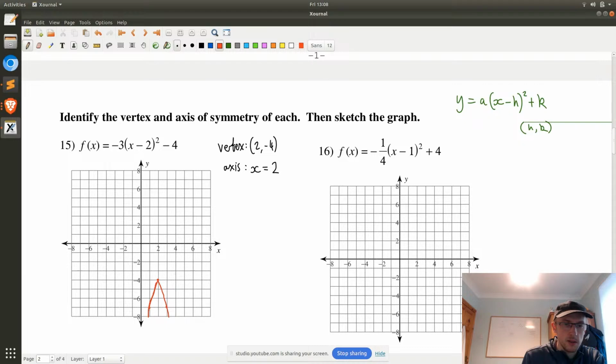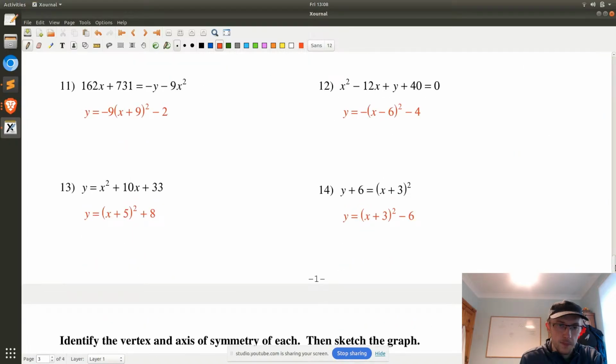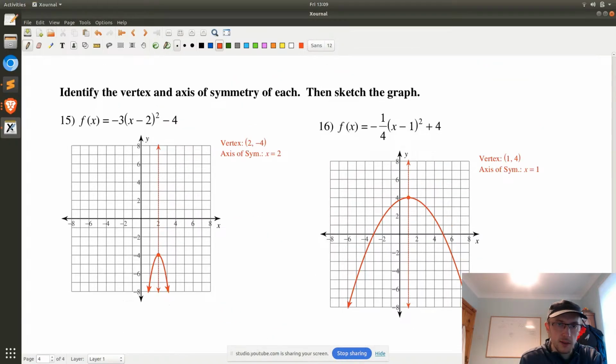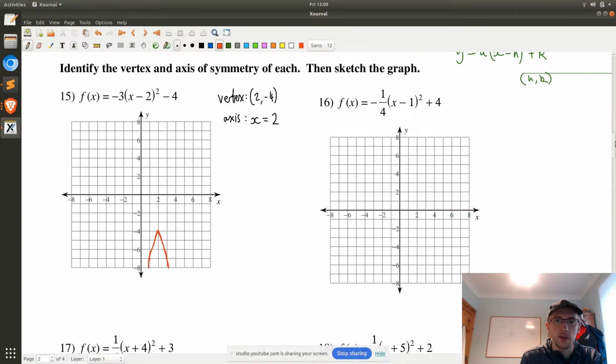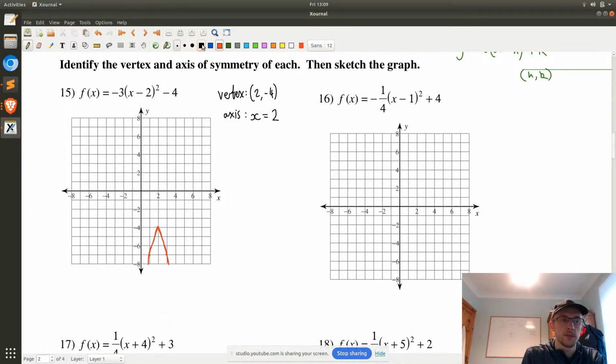So that looks like a V, an upside down V, which it shouldn't be, but is that right? Yes, it is. Okay. That's good. Now the vertex.